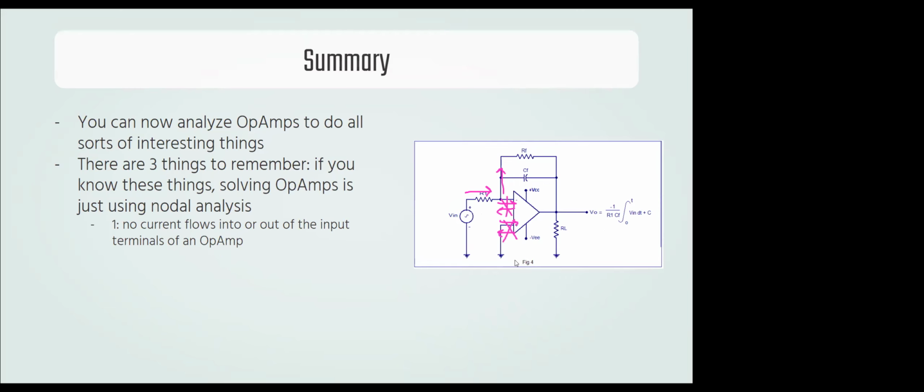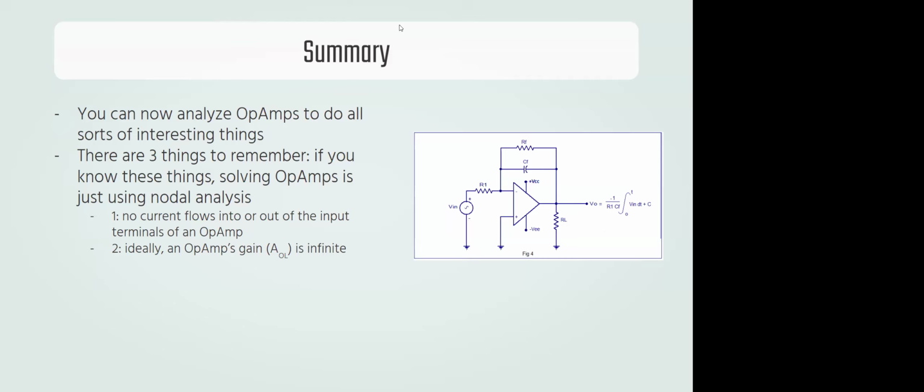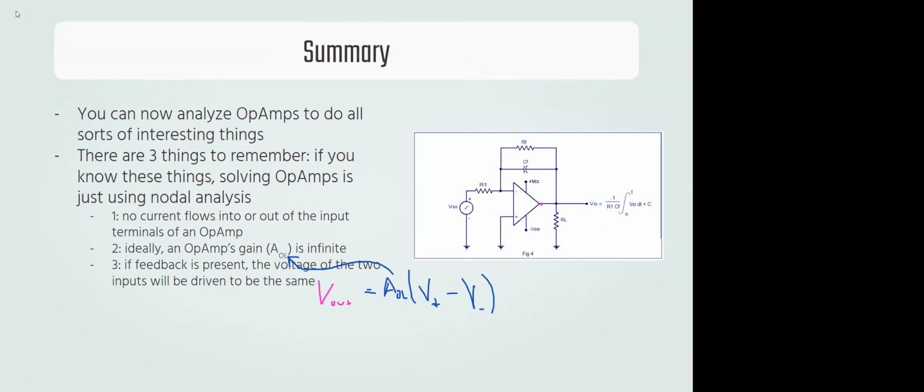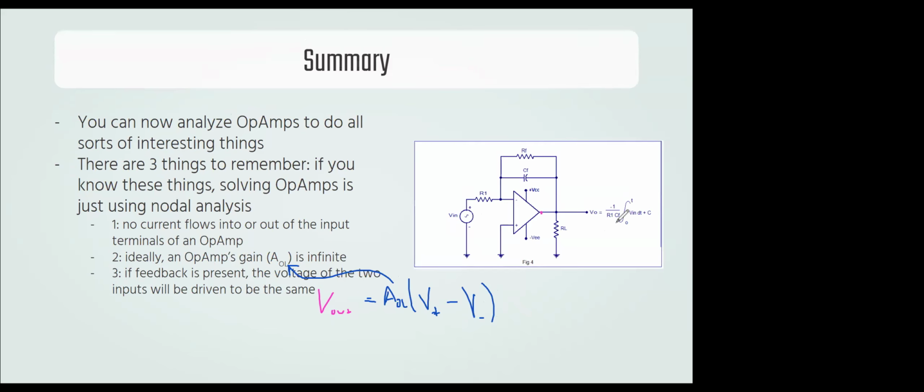The other thing is that ideally the op amp's open loop gain is infinite. Remember that the output voltage of an op amp, the voltage right here, V out equals A open loop, that gain parameter, times (V plus minus V minus). Okay? Ideally, this parameter right here is infinite. And as a result of that, the voltage of V plus and V minus has to be the same if there's any connection of V out to our inputs.